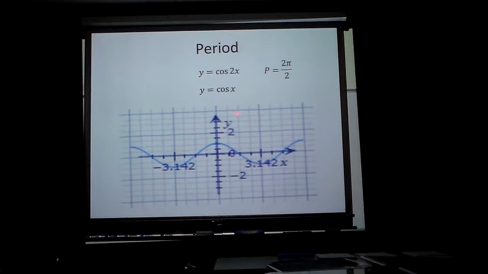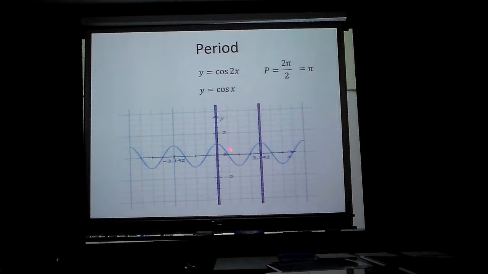The normal period for cosine is 2 pi, divided by 2, which is just pi, which means this. Here's the normal period. I've got to shrink it from the bigger one to the smaller one. So basically, that's got to shrink to right there. Then if I do that, it will look like this.